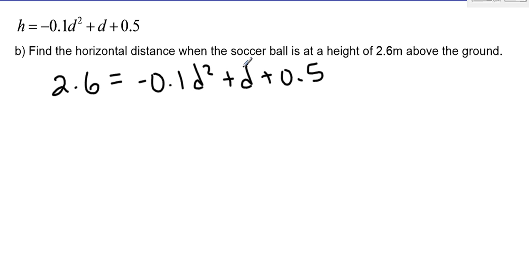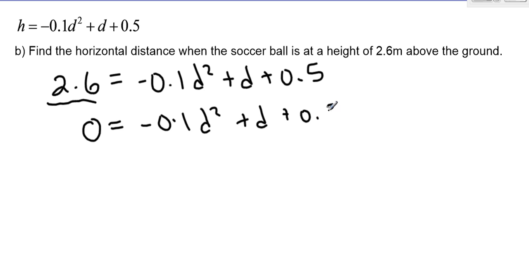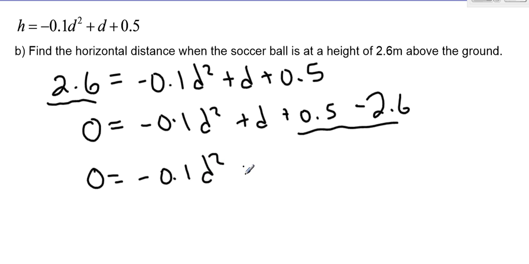Now, we cannot do any of the solve methods like factoring or using the formula if it doesn't equal 0. So the first step is to make this equation equal 0. And to do that, we're going to subtract 2.6 from both sides and then collect like terms. Now I have a quadratic equation in standard form, ax squared plus bx plus c, and it equals 0. So now I need to solve for d.